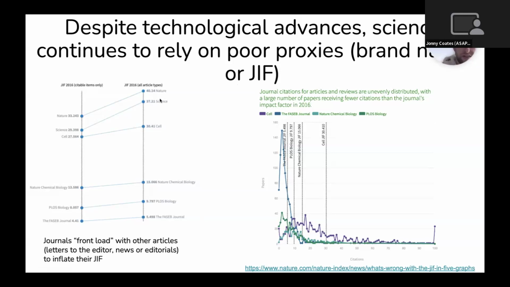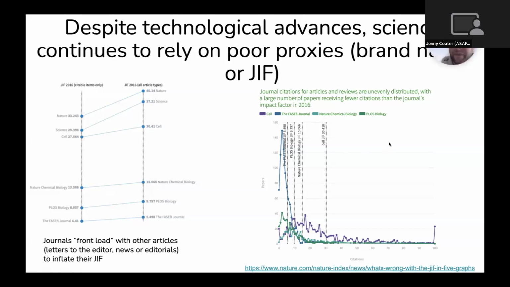So what you're seeing is, certainly with the big journals, so Cell, Nature, and Science right at the top again, what they do is they front load with various other articles. So these could be things like letters to the editor, news, editorials, and these things inflate the journal impact factor to being much higher than it should be if you were to use it correctly. That's only one way of gaming the impact factor. And you can see it also happens with other journals, although to a much lesser extent.